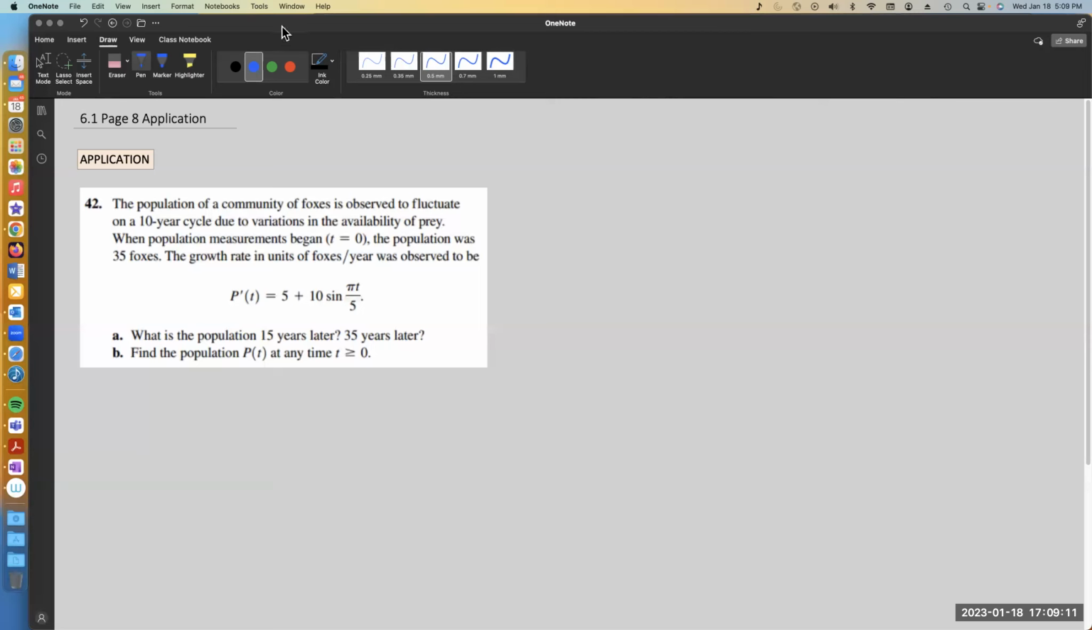Let's check. All right. So now one thing, this is backwards here, right? We know that if we have our P of t function, we would plug in 15 for the t and then 35 for the t.